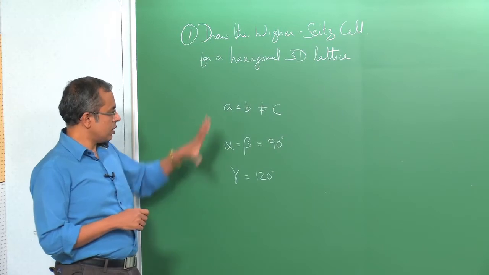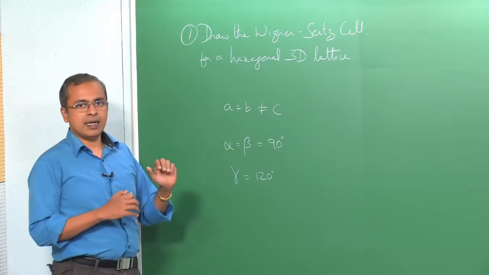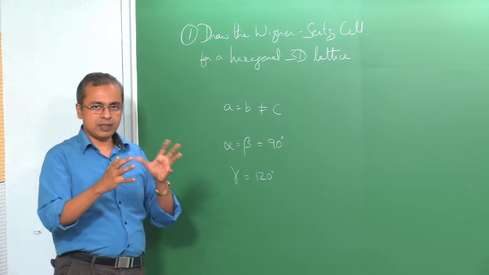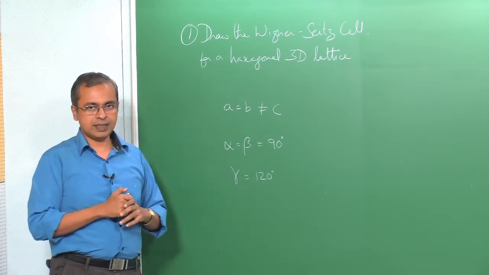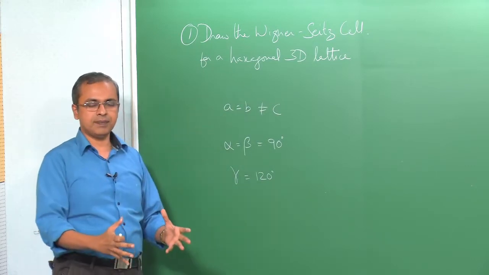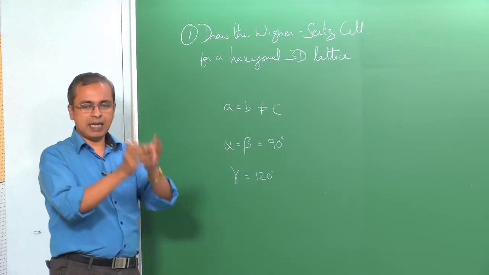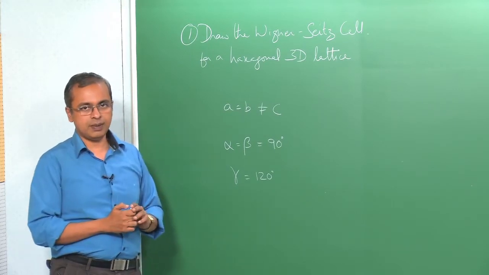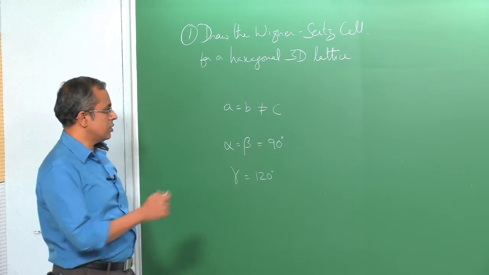So, we will first draw this unit cell. What we will find is that this unit cell as it is drawn will not give us enough scope to complete drawing the Wigner-Seitz cell. So, we will actually have to add more pieces of this unit cell and build a larger structure. In that larger structure we will have a central lattice point around which we can draw the Wigner-Seitz cell. Okay. So, that is what we will do.